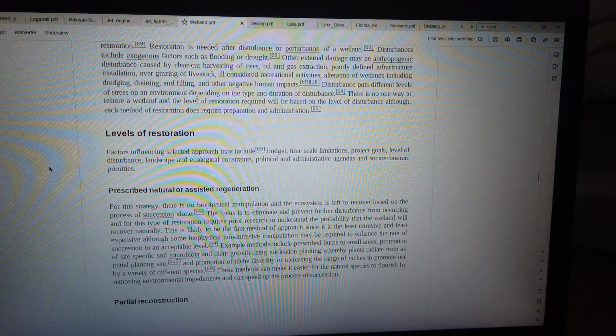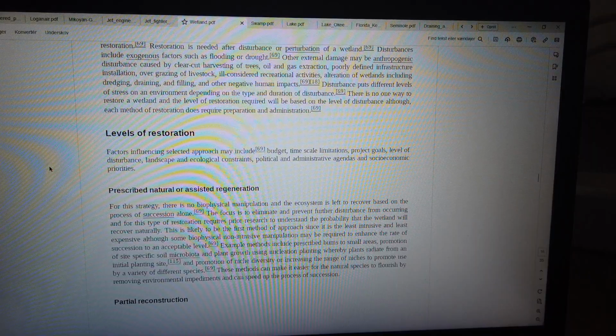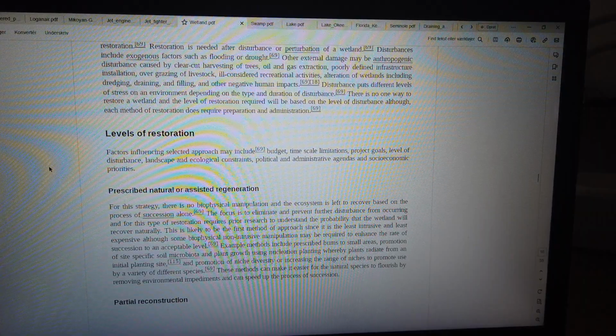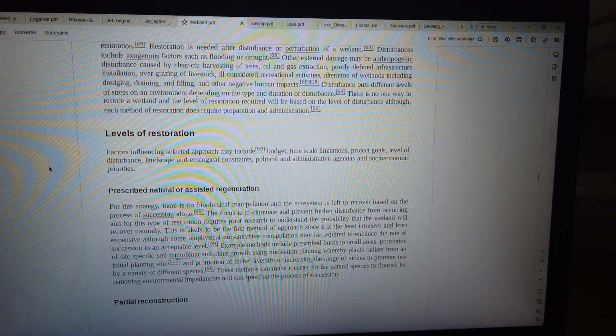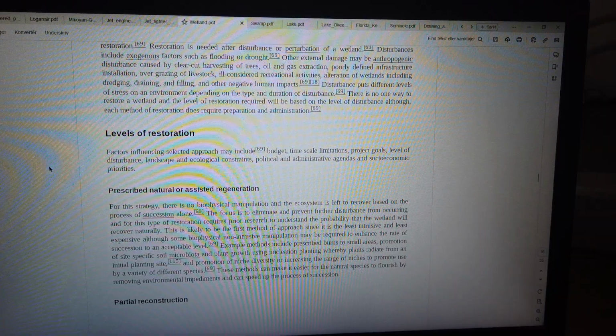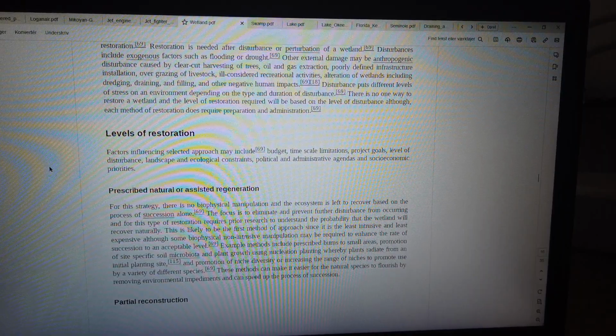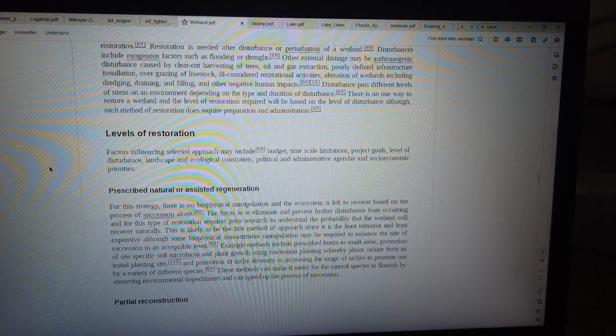Prescribed natural or assisted regeneration. For this strategy, there is no biophysical manipulation, and the ecosystem is left to recover based on the process of succession alone. The focus is to eliminate and prevent further disturbance from occurring, and this type of restoration requires prior research to understand the probability that the wetland will recover naturally.